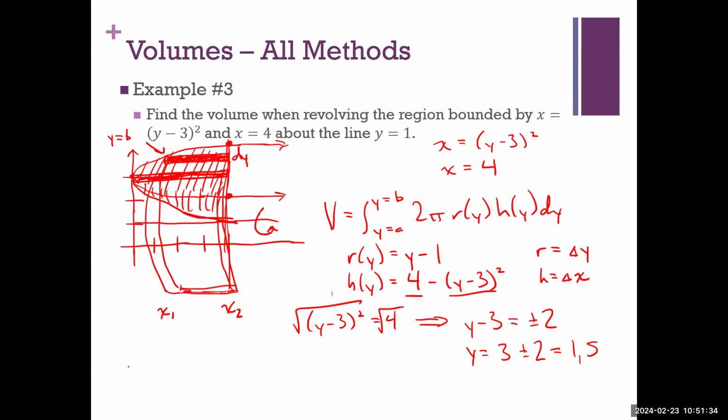So now can I write out what this integral should really look like once and for all? The integral is 2 pi times the integral from 1 to 5 of the radius, which is y minus 1, times the height, which is 4 minus (y minus 3) squared, dy.